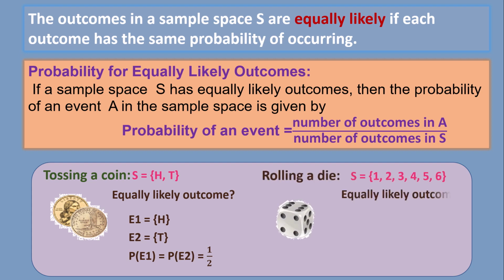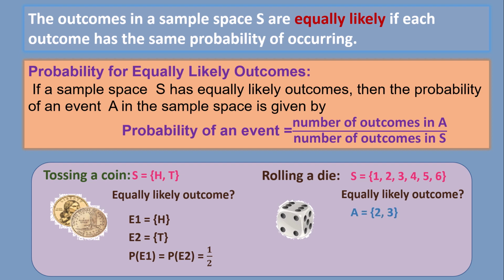How about this? Yes, this is a fair die, so each outcome has the same probability. As an example, what is the probability of getting 1? How many ones in the sample space? Just 1. How many total? 6. Therefore 1 over 6. How about the probability of getting 4? How many 4s? Just 1. Total 6. Therefore the probability of getting 4 is 1 over 6. Each element has the probability 1 over 6. Therefore it is equally likely.